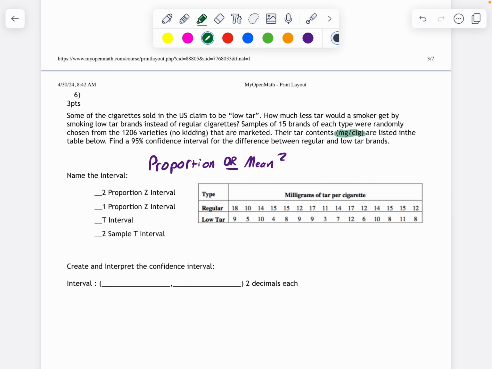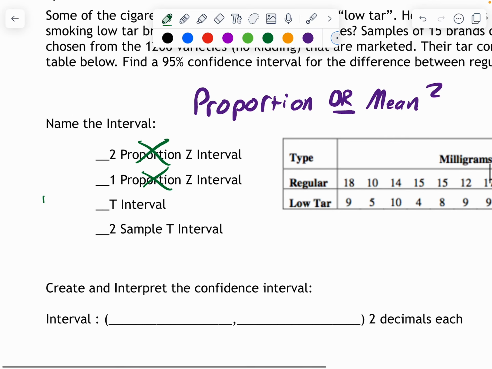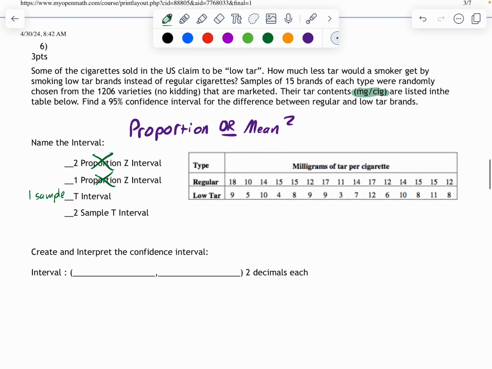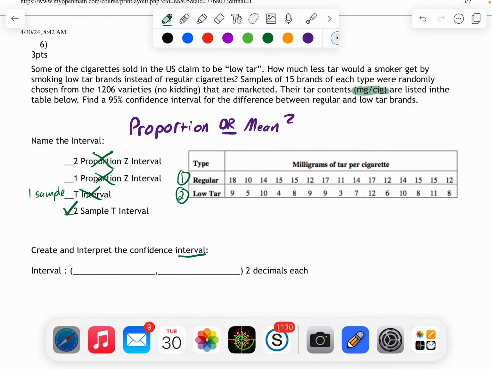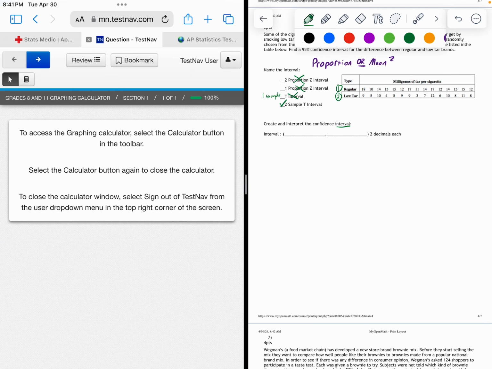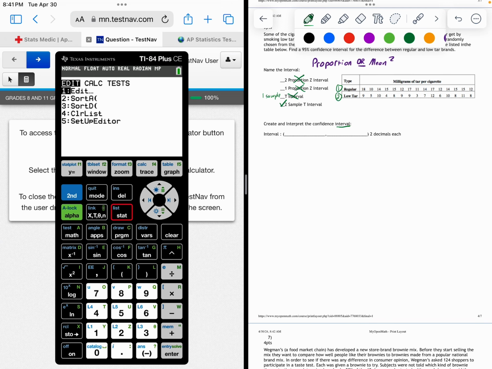And these are not proportions. I see no percentages, so there's no proportions going on. So was this from a 1 sample or a 2 sample? It's pretty clear that your first sample is regular and your second sample is low tar, so it is a 2 sample, not just a regular 1. Now we are doing an interval for the difference for regular and low. So this is the point again where you would probably have to pause the video. You need to enter the data in the calculator.